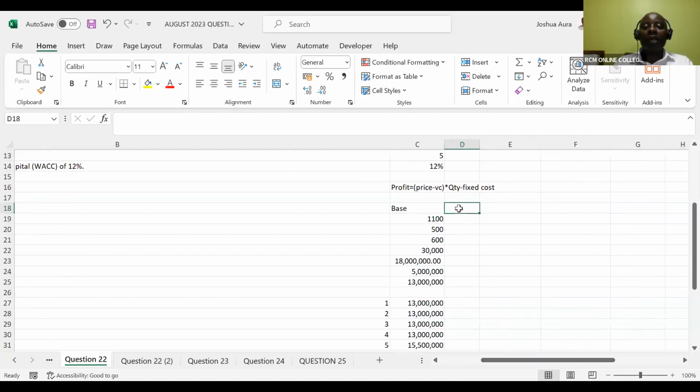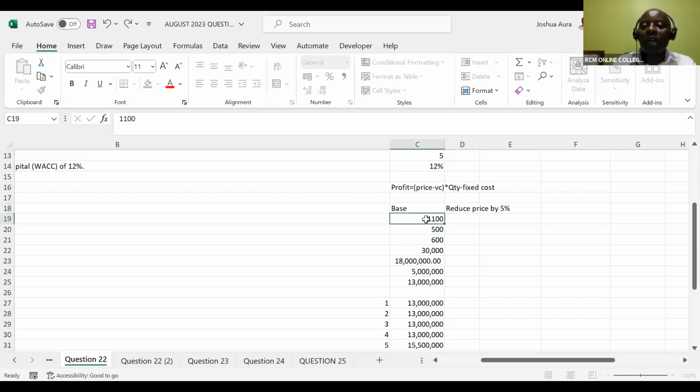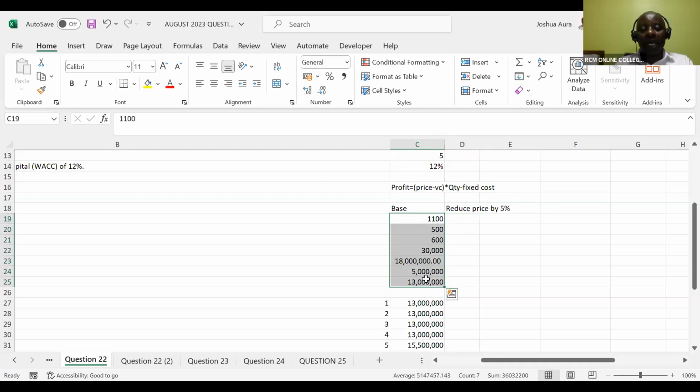I'll come here, and then I say reduce price by 5%, like that. So the first thing that I'll do is to come and copy my base. You copy your base up to the profit, so Control C.